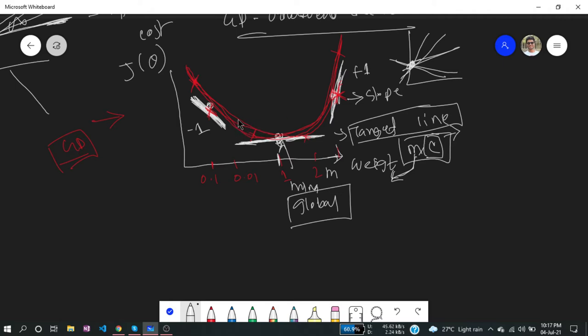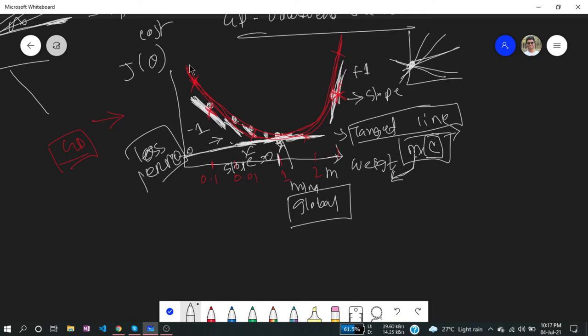It calculates at lots of points. It will calculate here, then check whether its slope is zero or not. If it is not zero, then it will again calculate here. Then at the end, it will come here and see this slope is equal to zero. That means it will automatically understand this is my minima point, the point with less error. And at that point, it will automatically stop there.